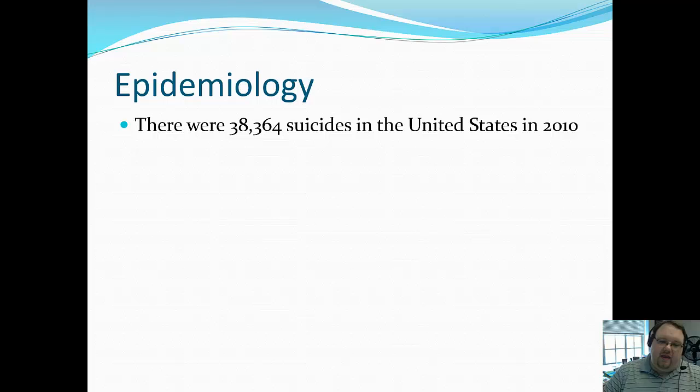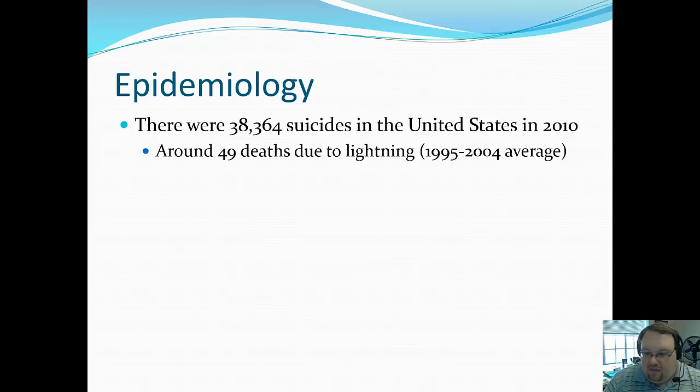So, lightning. You hear about people that die or get hit by lightning. We clear out sports stadiums. We clear out swimming pools. We do a lot of things to prevent people from dying by lightning. And that's a good thing. That's a very important thing. And with that, about 49 people every year die due to being hit by lightning.